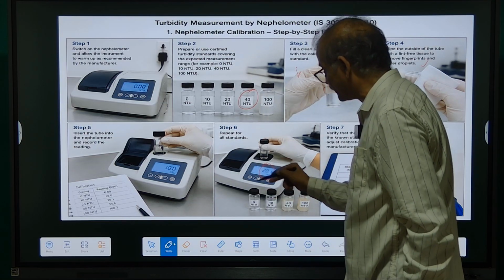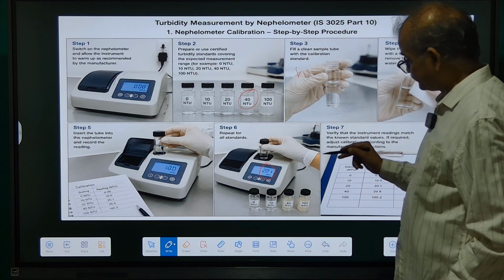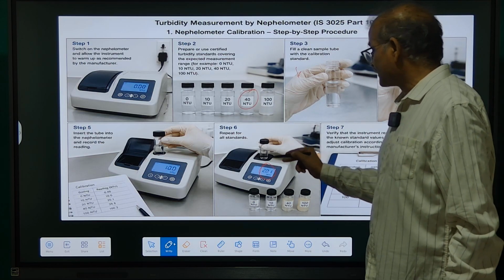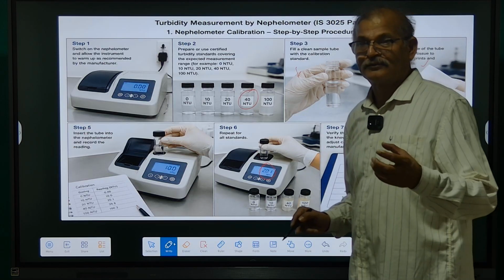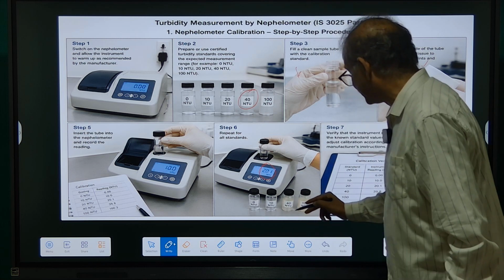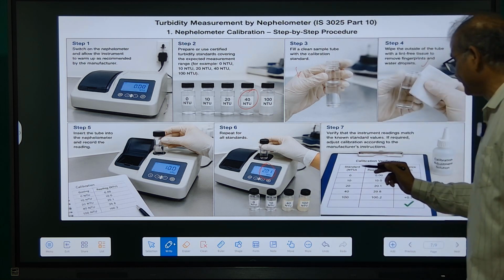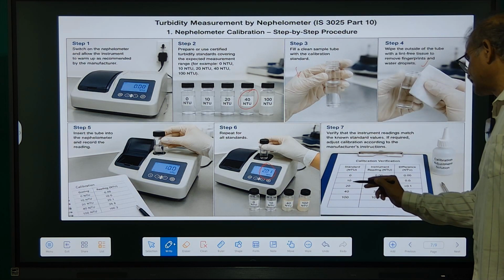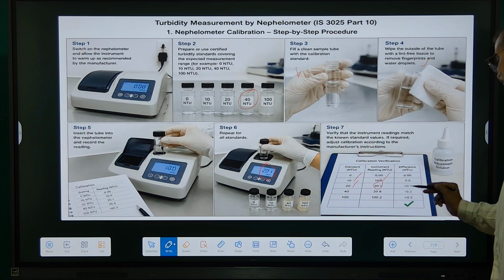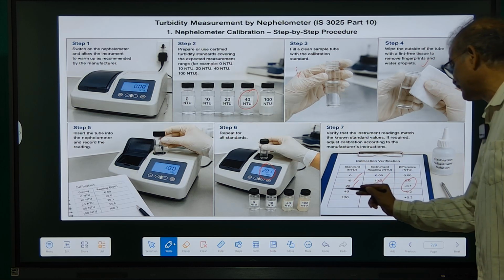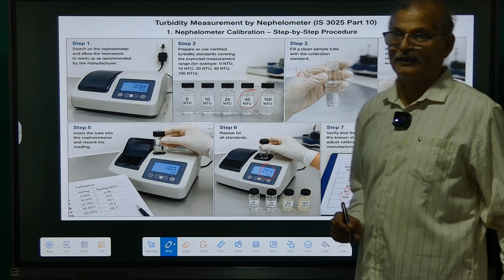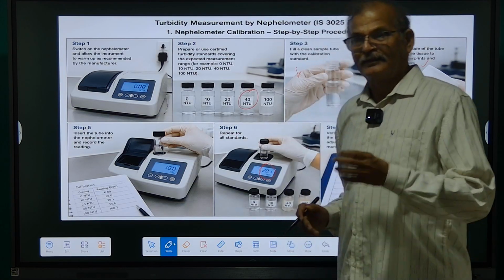It has come 20.1. So this nephelometer turbidity meter is standardized with the 20 NTU, because plus minus 2% is allowable. So with the 20.1 NTU it has been standardized. So we record the reading for the 10 NTU, how much it has come. Then 40, then for 100. We standardize by calibrating our equipment with the standard solution.